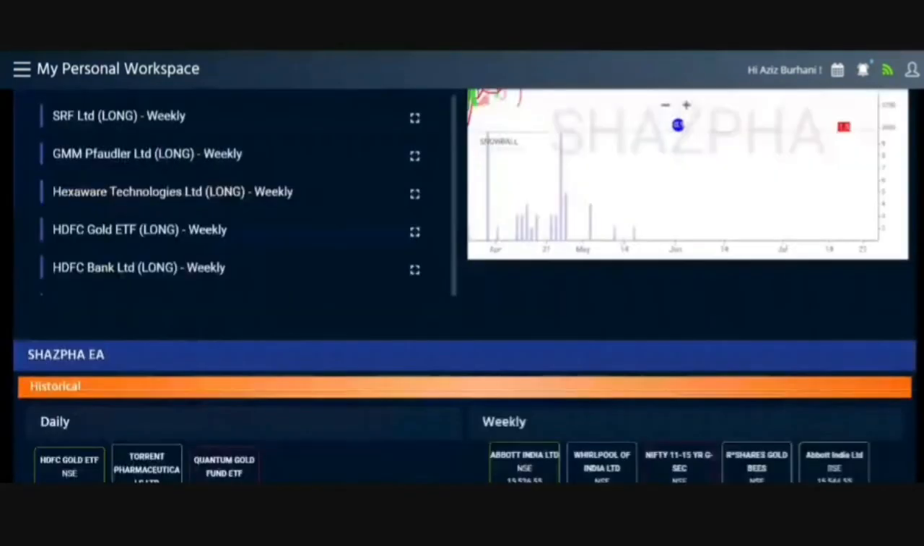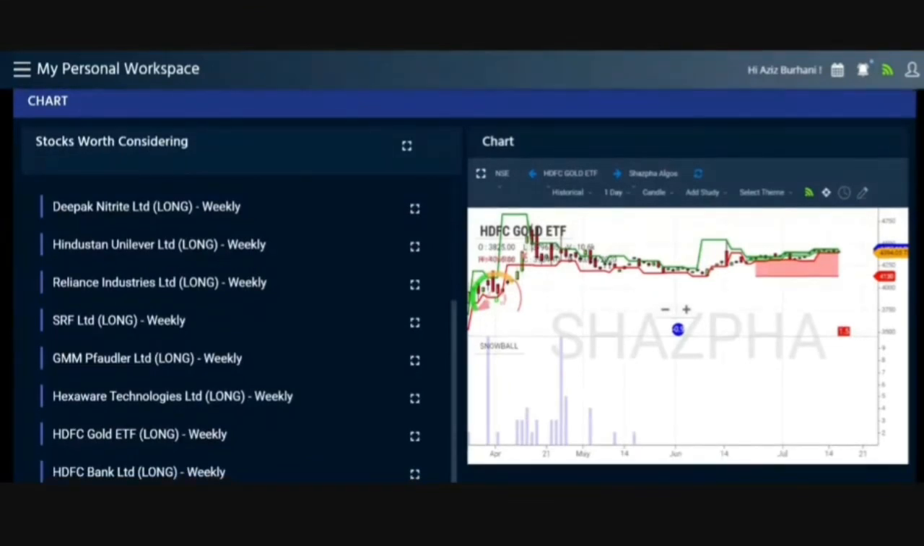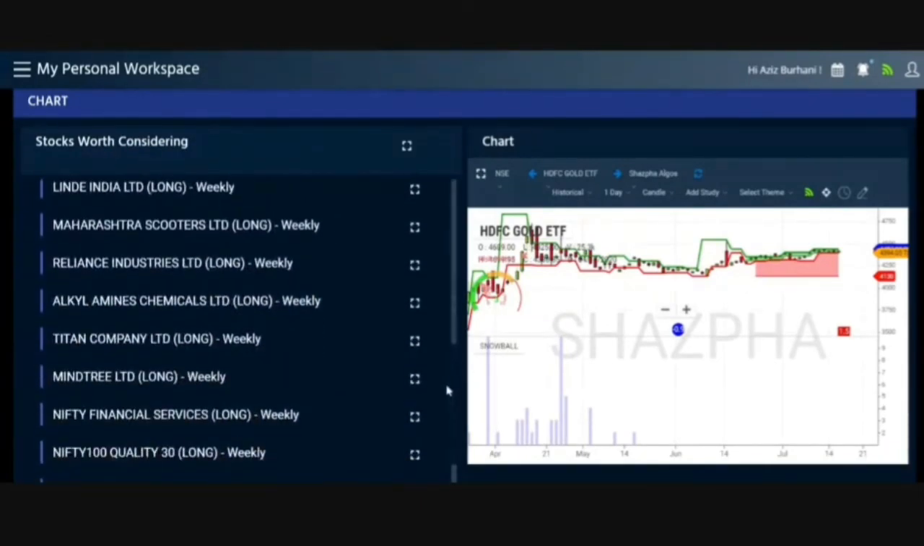And then we come to stocks worth considering. Now this again is a very interesting feature. A lot of people ask us, sir, when we use the SHASPA Star Scanner and we scan for stocks, let's say 3-4 star stocks, how do we know if the star rating of a stock changes? Stocks worth considering gives you the stock that has actually changed character. So if, let's say, there is a stock which is 2-star and tomorrow it becomes 3-star, that script will show here in stocks worth considering.